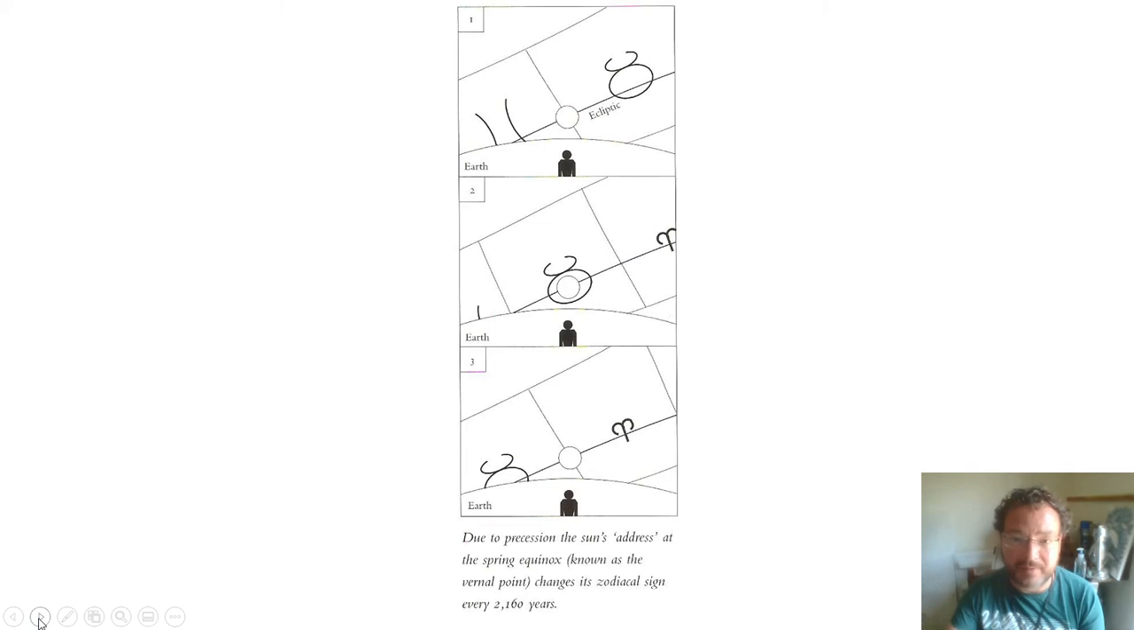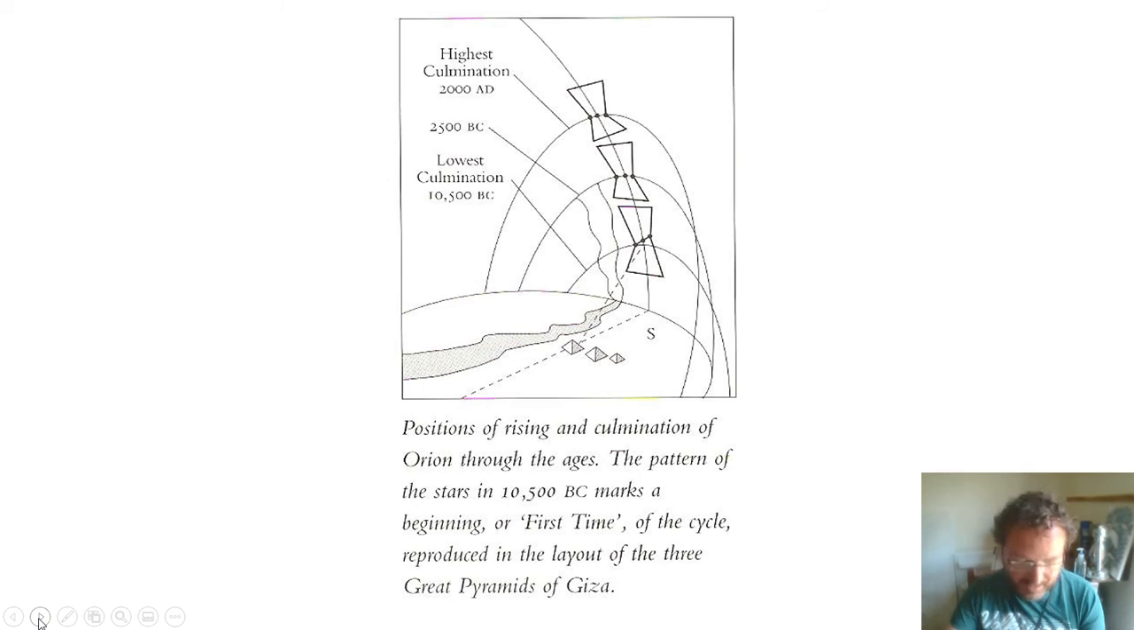But here's a simplified diagram showing, due to precession, the sun's address at the spring equinox, known as the vernal point, changes its zodiacal sign every 20,160 years. And we also see this shifting of the stars affects the height of certain constellations over time. Certain constellations which were visible in the past are no longer visible, but they will be again due to the cycle of precession. This is showing the relative positions of the constellation of Orion.